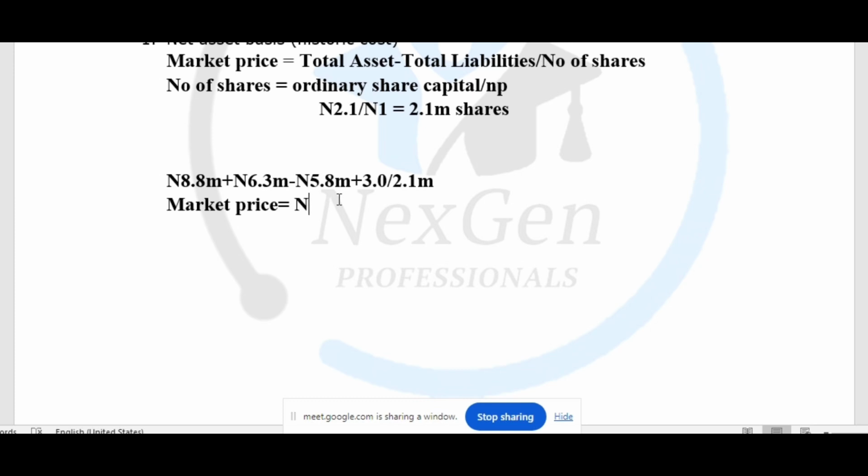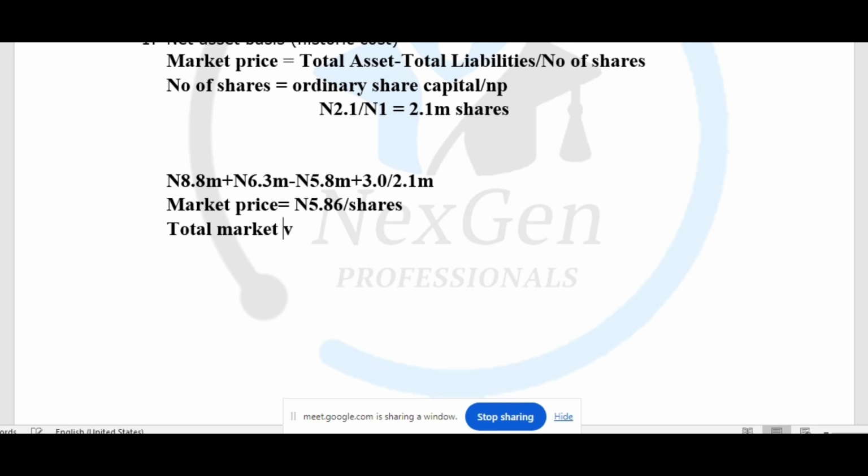So we have 5.857. Let's say 5.86. So this is 5 naira 86 kobo per share. This is the market price per share. Now, when you want to determine the total market value, you just multiply this by the number of shares, right? Total market value.